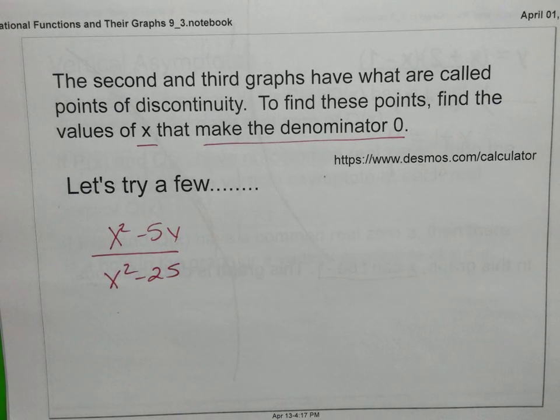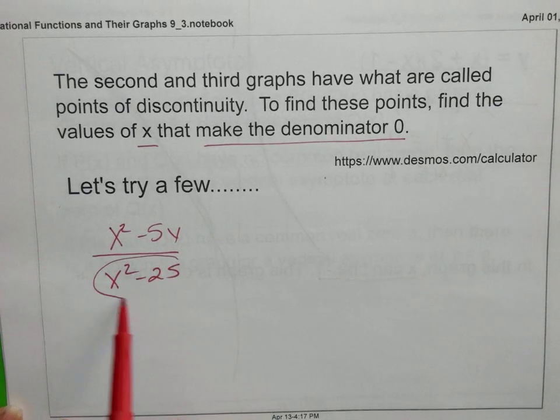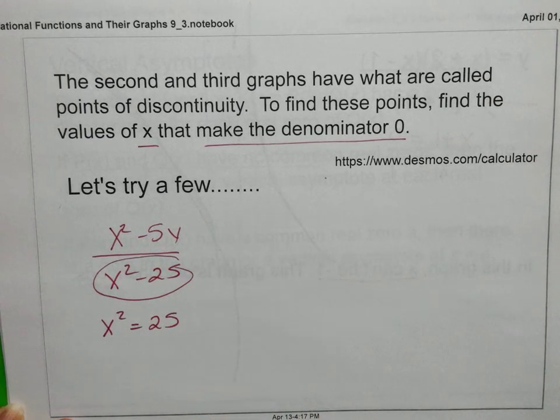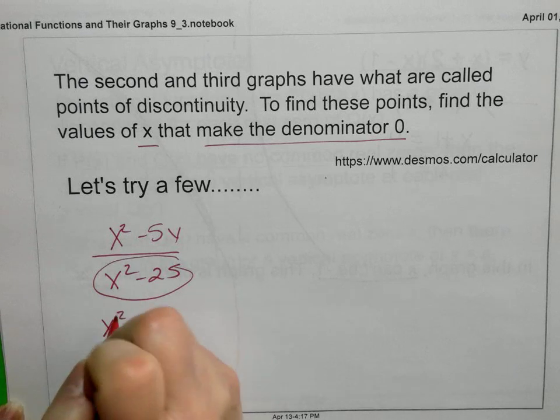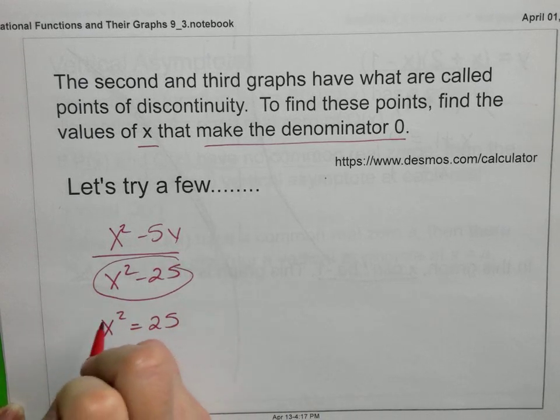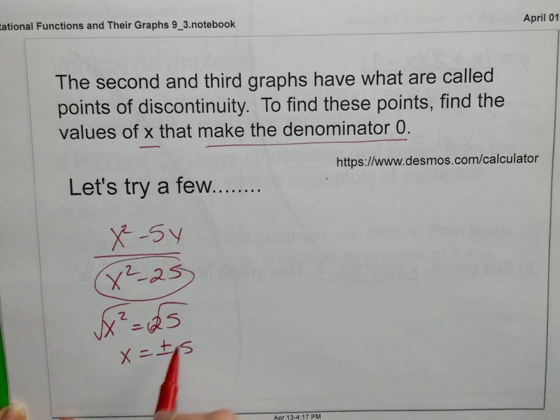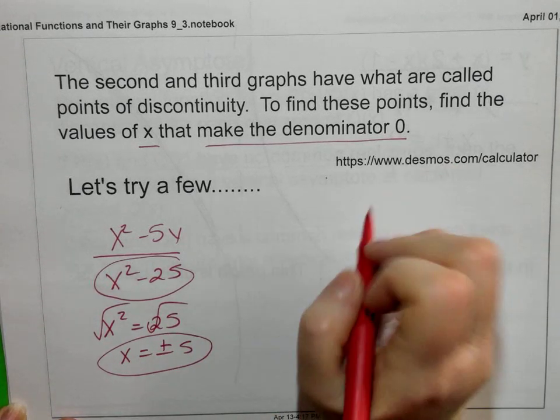Okay, all I care about is the denominator. So I take the denominator, I make it equal to 0. And then I take the square root of both sides. So I have 2 points of discontinuity.